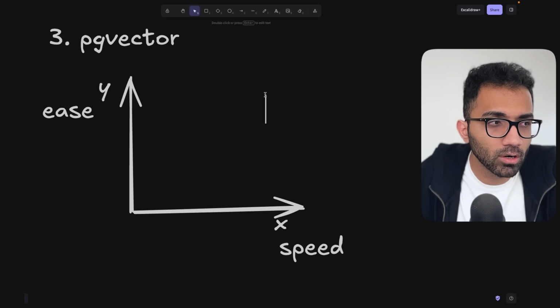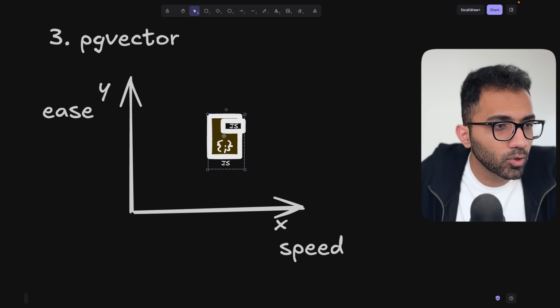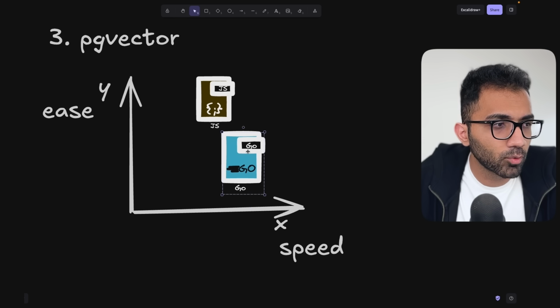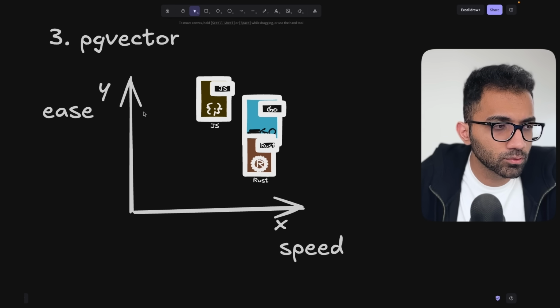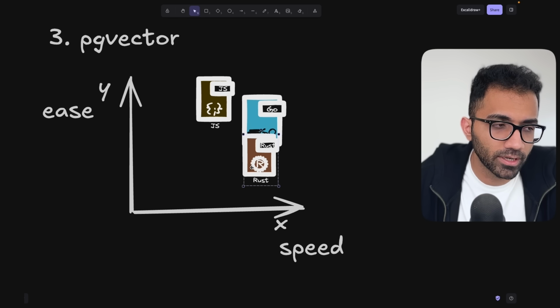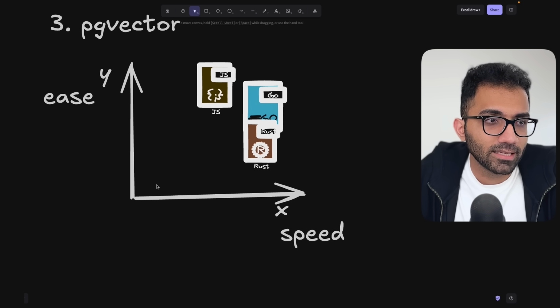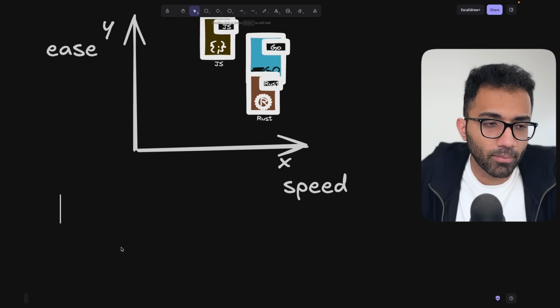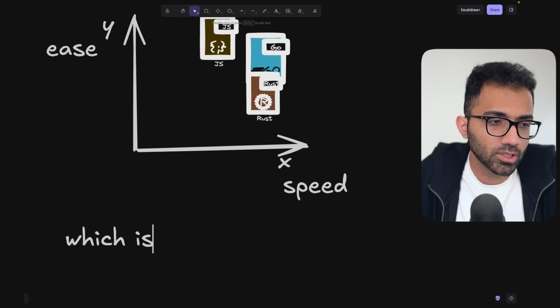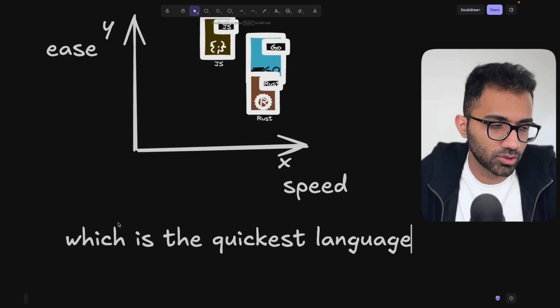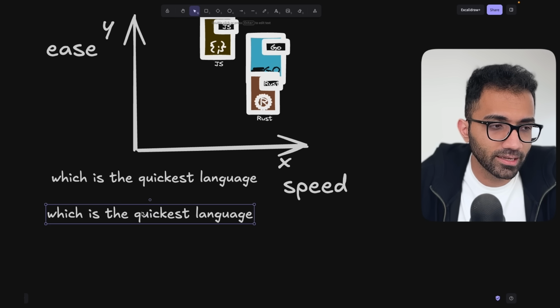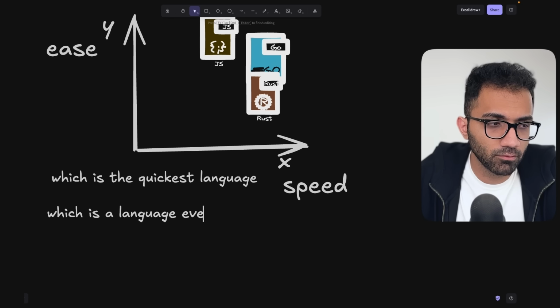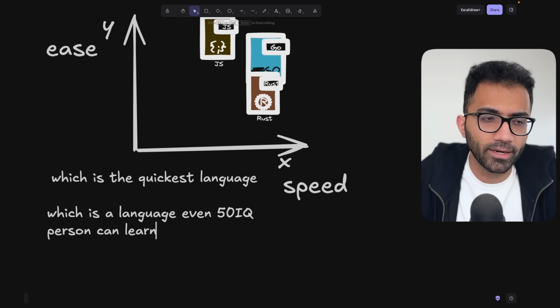And now you have to plot a bunch of languages on this graph. So let's say I put JavaScript somewhere here. Let's say I put Golang somewhere here, and so on and so forth. So let's say I keep on plotting these values over here inside of a graph. Now, let's say I ask you a bunch of questions. I ask you which is the quickest language. And let's say I ask you which is a language even a 50 IQ person can learn. A bunch of these questions.